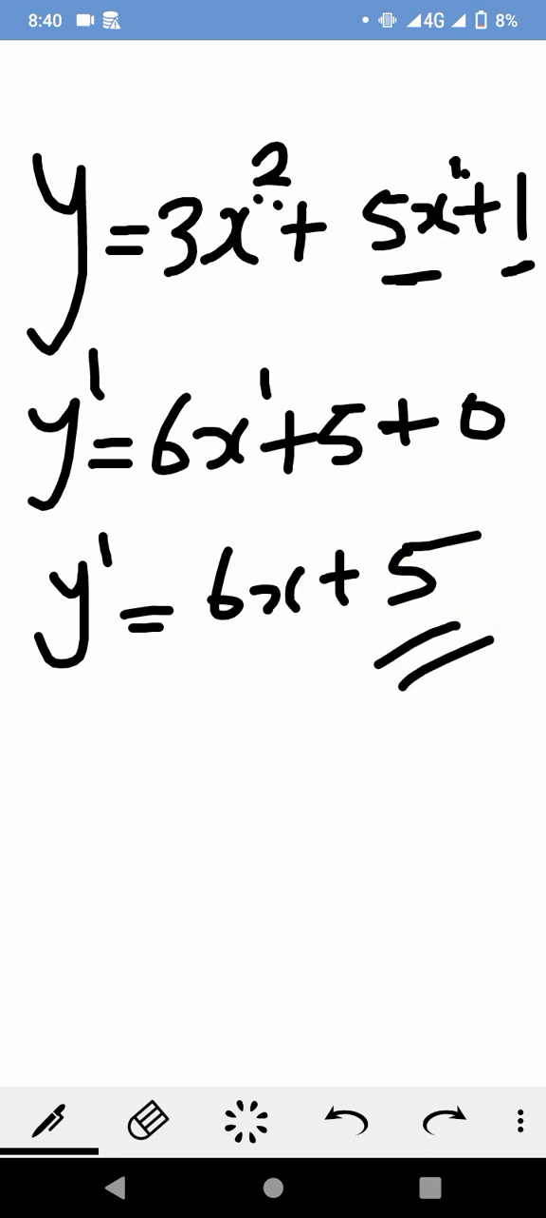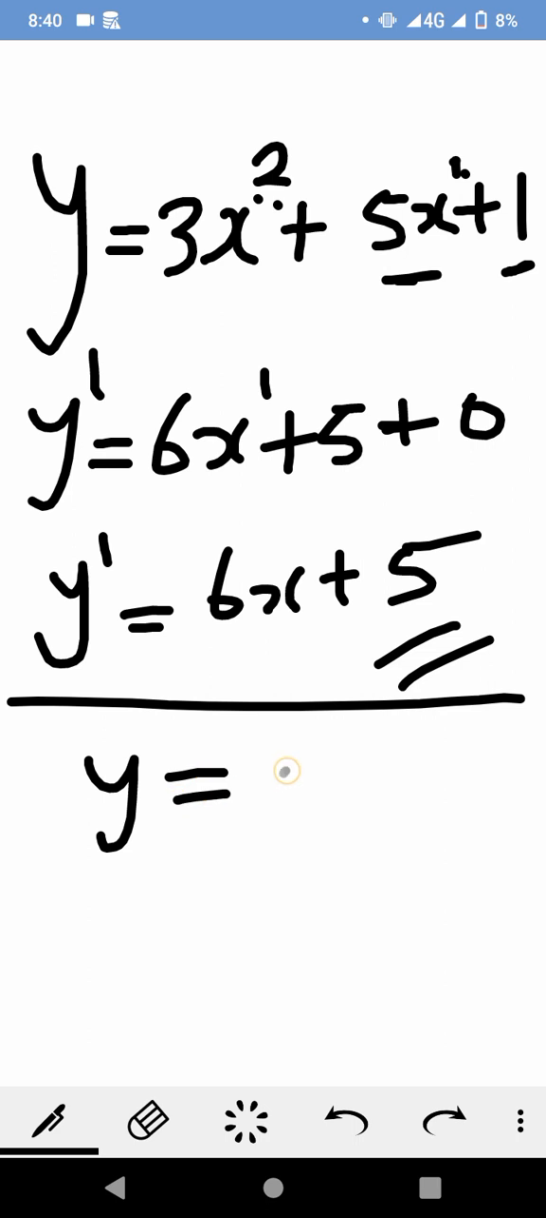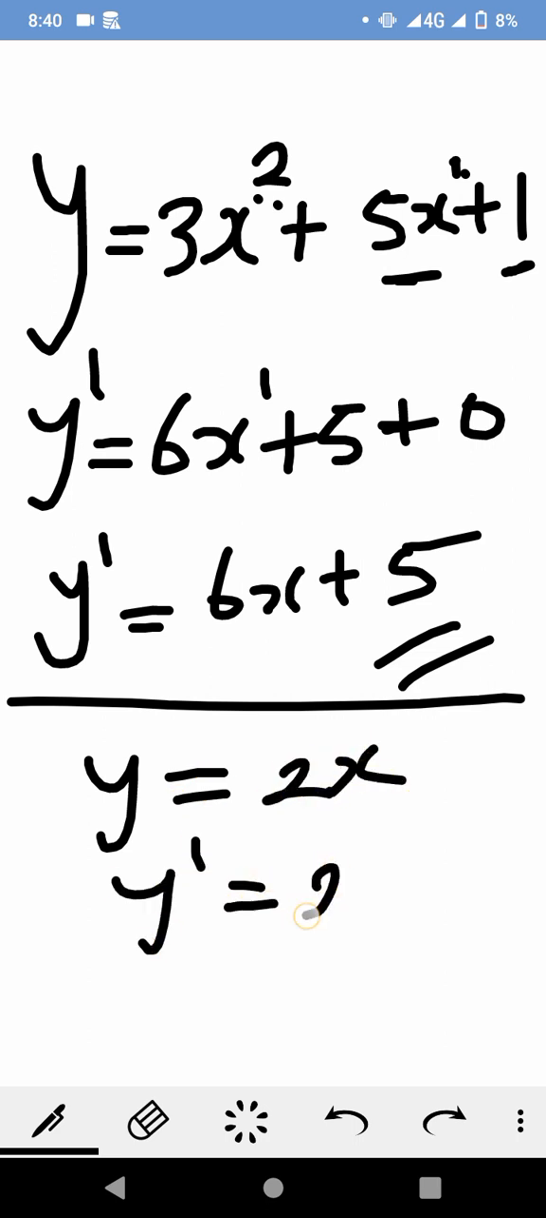Take notes. If you differentiate y equals 2x, our y prime is going to be just 2. But if you differentiate y equals x, you will have 1. Don't forget. So this is the first lesson for differentiation. Here we looked at differentiating polynomials, linear and quadratic functions.